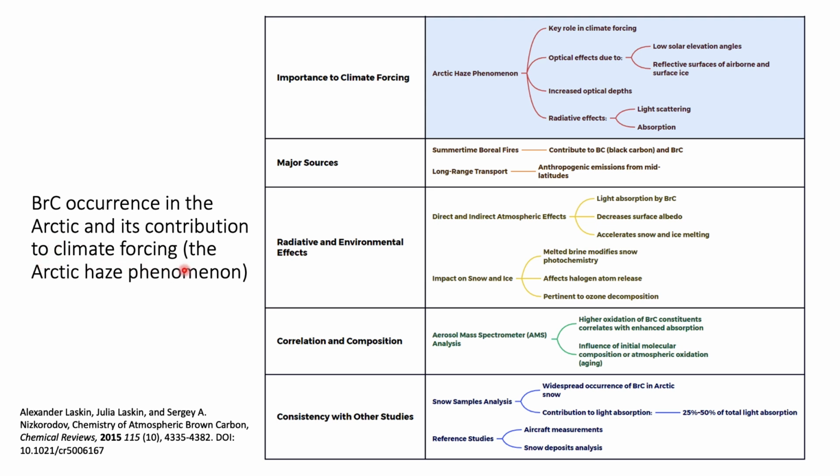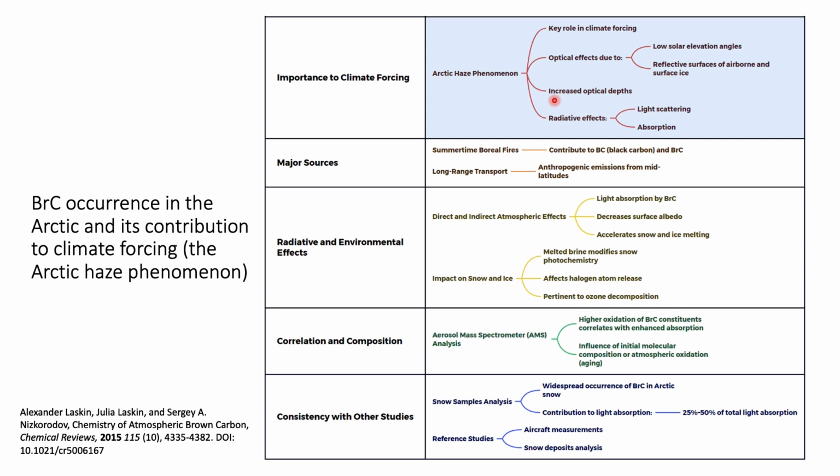Here is some of the information related to brown carbon occurrence in the Arctic region and its contribution to climate forcing, mainly the Arctic haze phenomenon. So why is it important to climate forcing? Because the Arctic haze phenomenon occurs because of the presence of brown carbons. They play a key role in the climate forcing, and their optical properties are actually due to low solar elevation angles and also reflective surfaces of airborne and surface ice. So these are the two major reasons why they are very important.